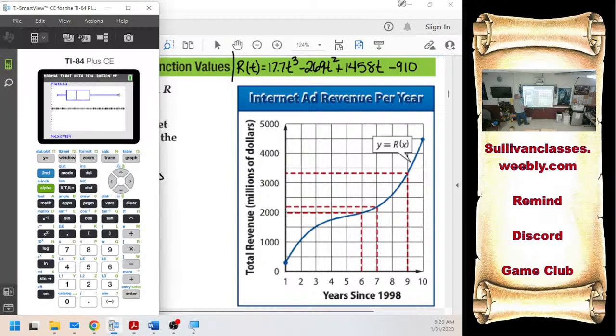All right, I'm going to go to y equals. I'm going to type in 17.7. I have to use x, I can't use the actual t in here. To the third, minus 269 x squared plus 1458 x minus 910.